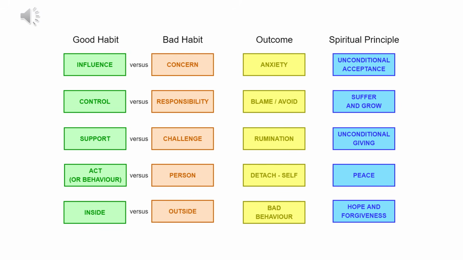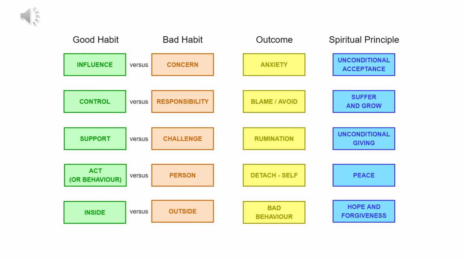We use the 5 rules to create a good habit. We use influence, not concern. If we use concern, it means we can't do anything about it. We create anxiety. So we need the unconditional acceptance to accept the concern. Control and responsibility have to be equal. If they get out of balance, we can blame or avoid. So we need the spiritual principle of suffering so that we grow out of it. Support and challenge should be equal. If they get out of balance, we can continue to ruminate. We need unconditional giving of support.